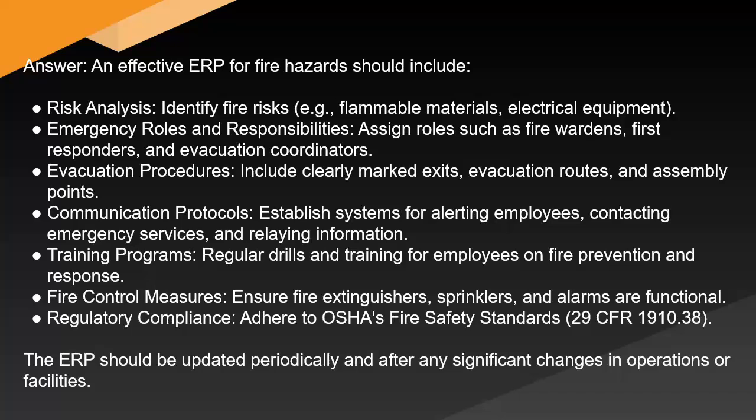Evacuation procedures include clearly marked exits, evacuation routes, and assembly points. Communication protocols. Establish systems for alerting employees, contacting emergency services, and relaying information. Training programs. Regular drills and training for employees on fire prevention and response. Fire control measures. Ensure fire extinguishers, sprinklers, and alarms are functional. Regulatory compliance. Adhere to OSHA's Fire Safety Standards 29 CFR 1910.38. The ERP should be updated periodically and after any significant changes in operations or facilities.